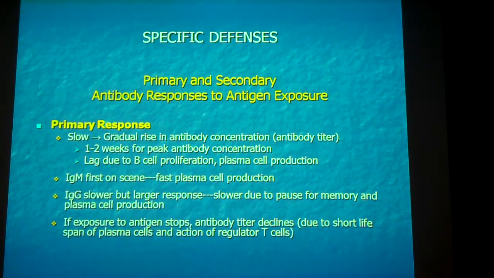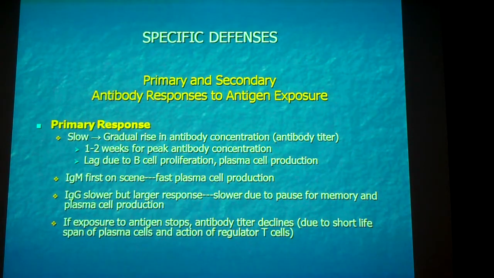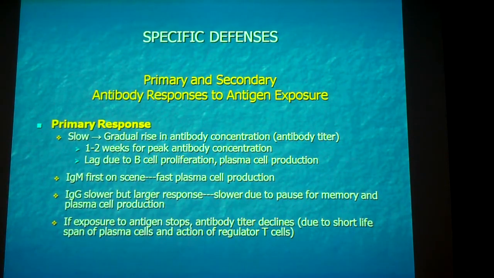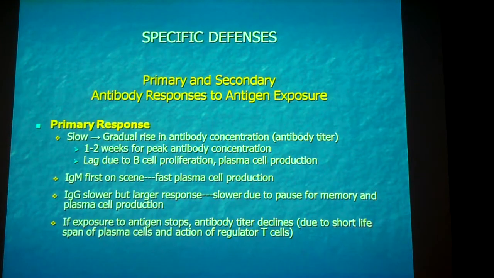Now, so look here. It's going to be about 1 to 2 weeks before we get peak antibody concentration. Because we've got to meet the antigen, we've got to be activated, we've got to be co-stimulated, we've got to be cloned, we've got to make the plasma cells, we've got to build up the antibody titer. Okay. And so it's going to be somewhere between 1 and 2 weeks before you get the maximum antibody response with the first encounter. Okay. That's what we're talking about right here.